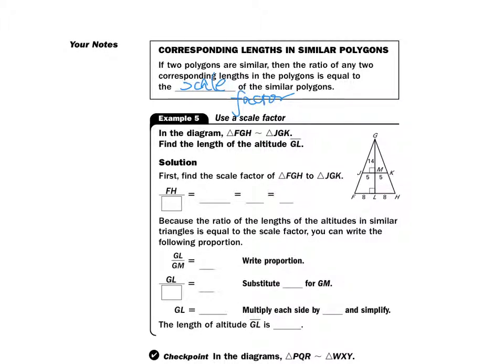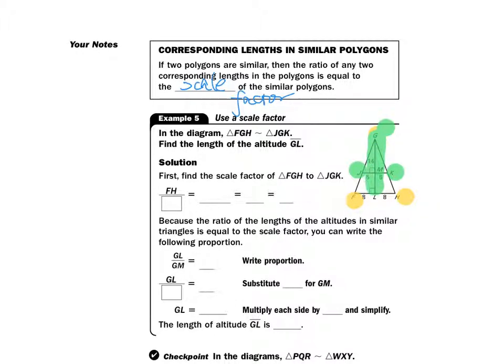So let's see how this is used. Here we have two similar triangles, FGH, which is the big one, and is similar to JGK right here. So the big triangle is similar to the smaller triangle within it. And find the length of the altitude GL. It's asking us to find this.